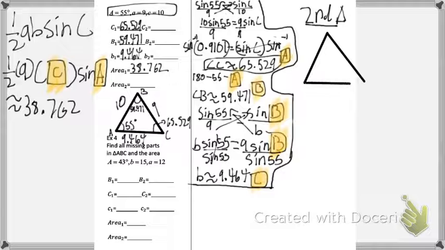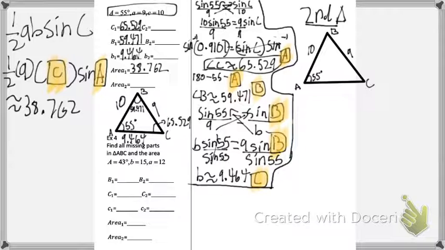And we know the given information, so let's do angle A, C, and then that's angle B. And angle A is 55 degrees. Side A is 9. And side C is 10.